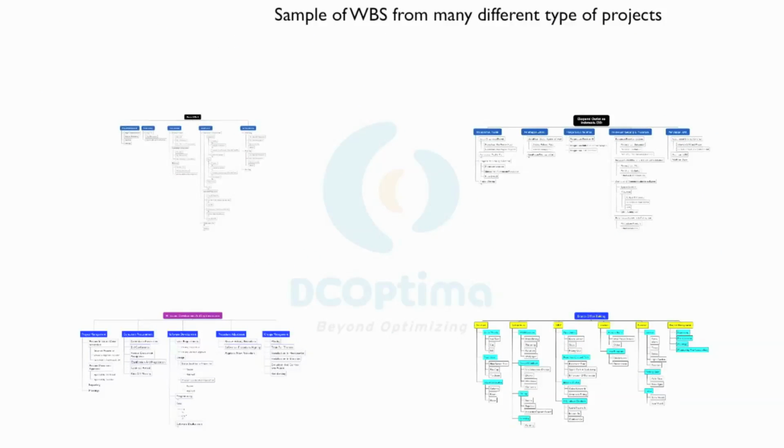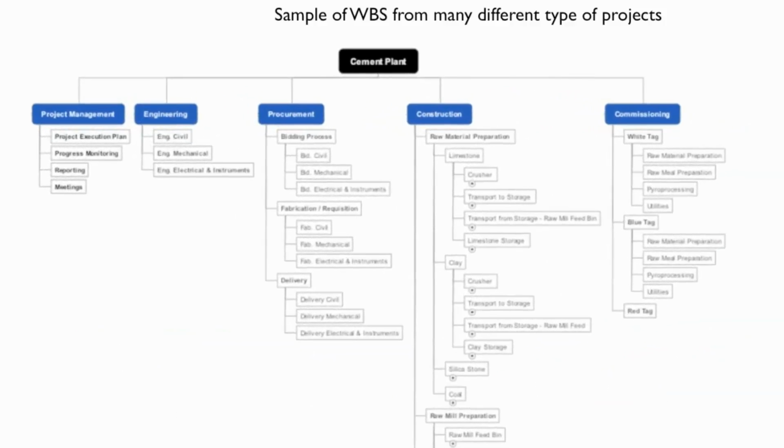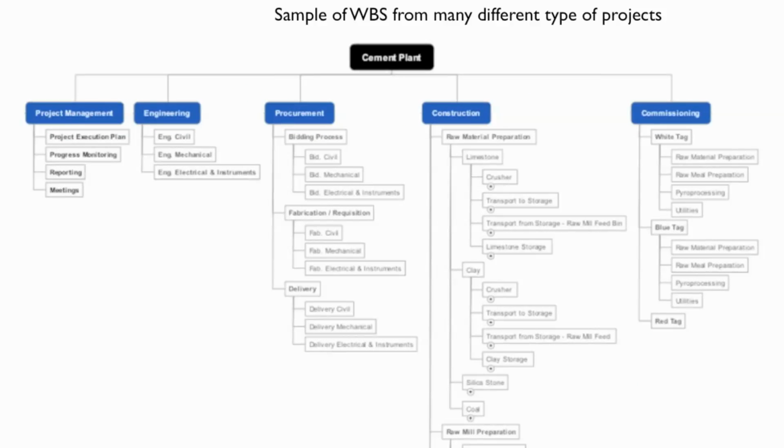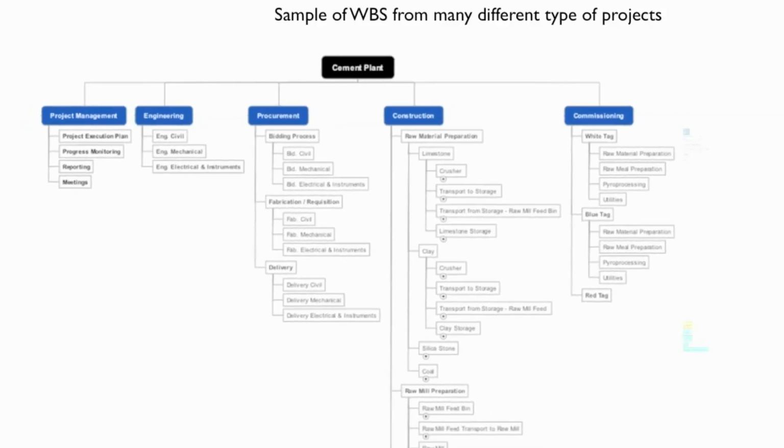We see here some sample of WBS from many different type of projects. All of these WBS are taken from real projects. The first one is building a cement plan. It is a large construction project. This WBS based on functional use approach combining with some other approach.